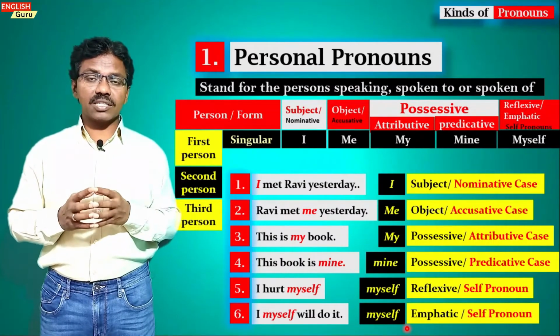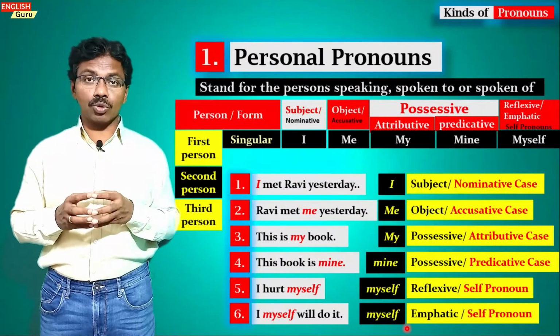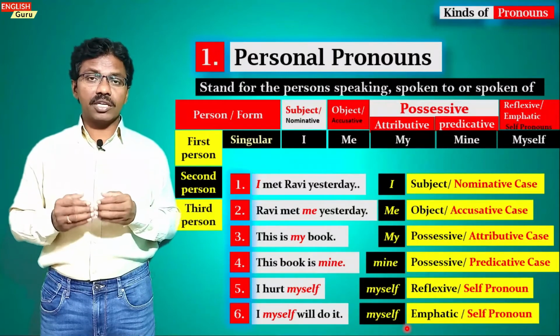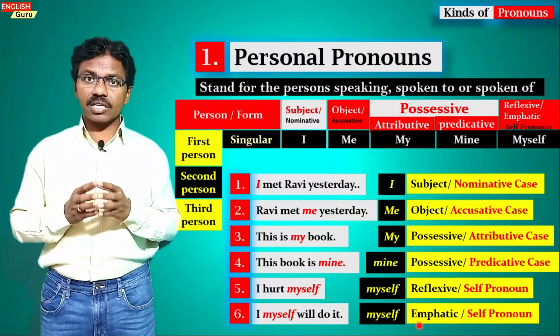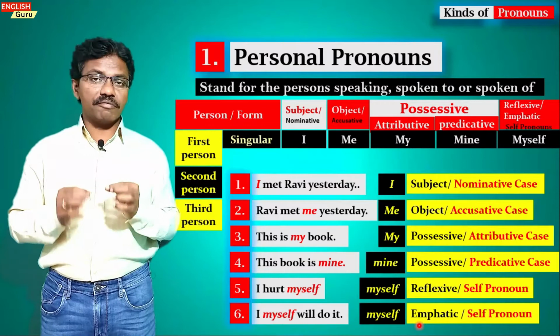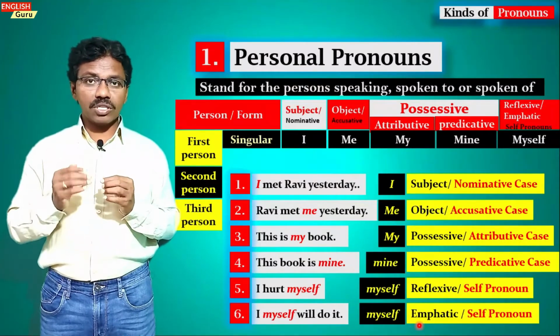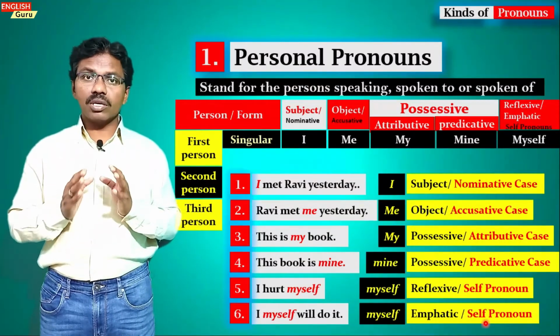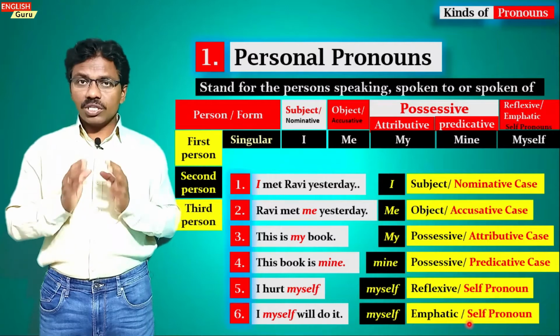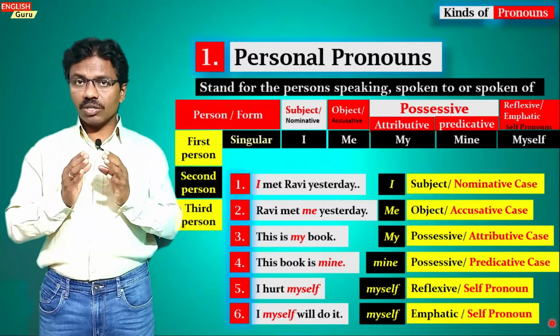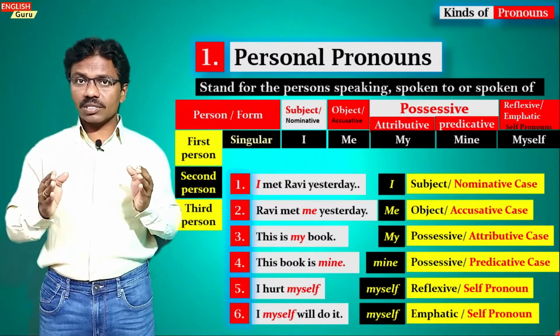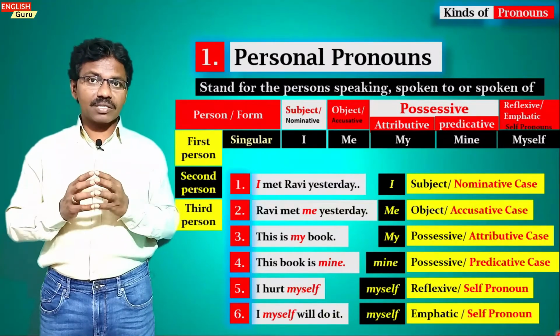So that is the reason it is an emphatic pronoun, and though it is a reflexive pronoun, it is used to emphasize. That's the reason we call it an emphatic pronoun. Myself in both the sentences is also called self pronouns. So this is how the first person singular appears in all the sentences, and all of them are personal pronouns only.